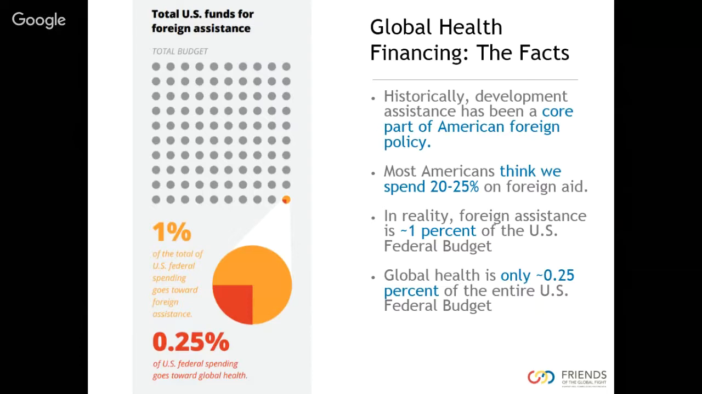The U.S. is the wealthiest nation in the world, and only 0.25% of the entire federal budget goes to global health programs. This is a very small amount in terms of our budget, but in the larger global health financing context, it makes a world of difference. Knowing the history and the facts about global health financing during advocacy is also very important.